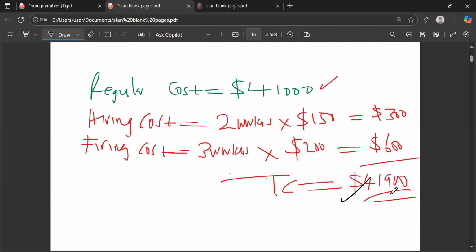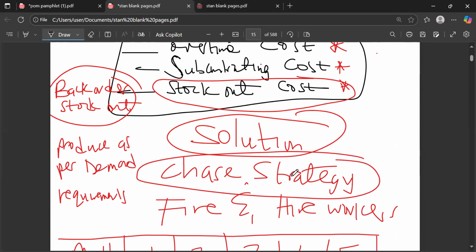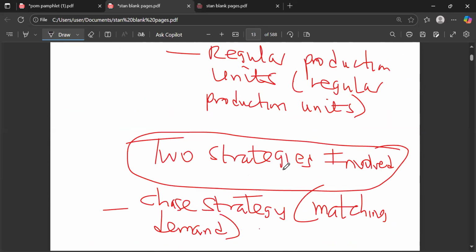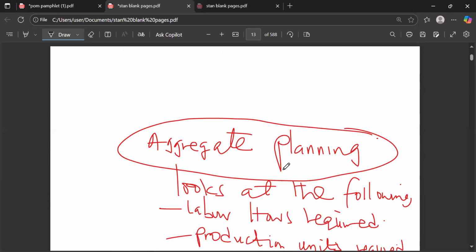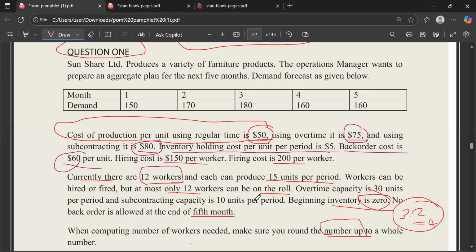41,900. So they should go for which strategy in this case? Have you understood it so far? Thank you very much for understanding. So this is the aggregate planning. I don't expect you to think this topic is very cumbersome. We have answered one question so far, so the other questions will all be covered. You understand what I mean? So we end here for now.